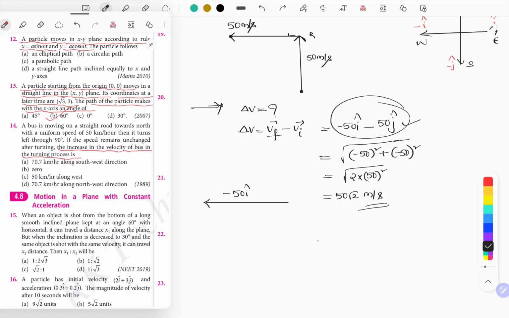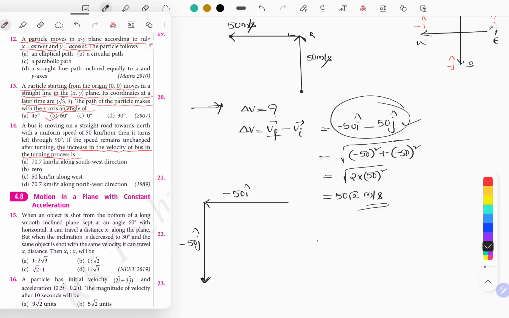This is like addition of vectors with the help of the head to tail method. The next vector is drawn with its tail connected to the previous vector's head. So this is how a vector is drawn. It is minus 50 j cap.